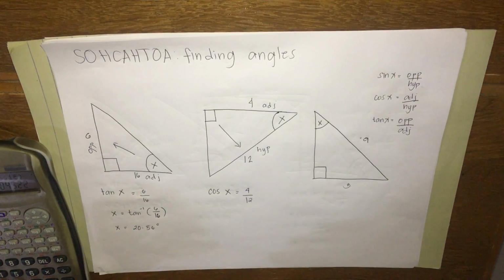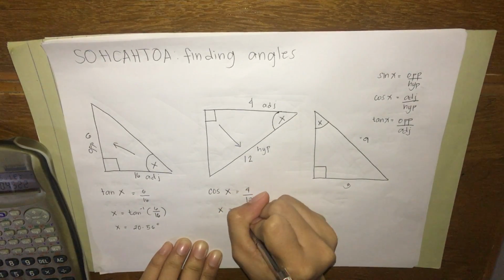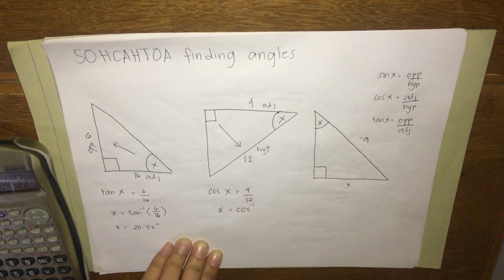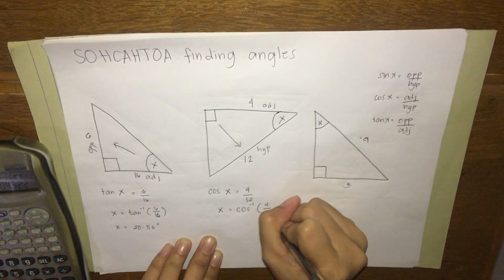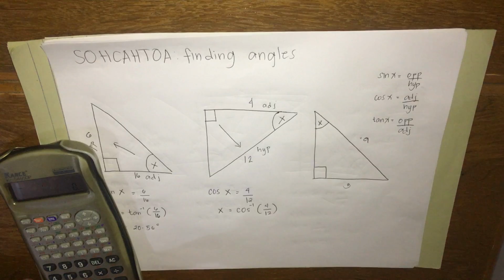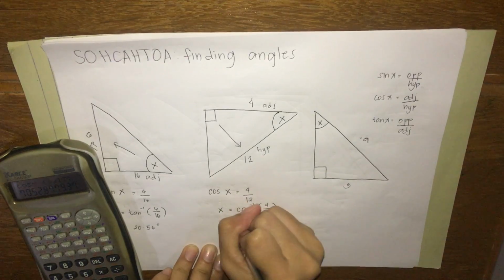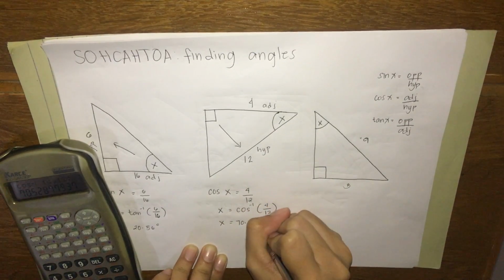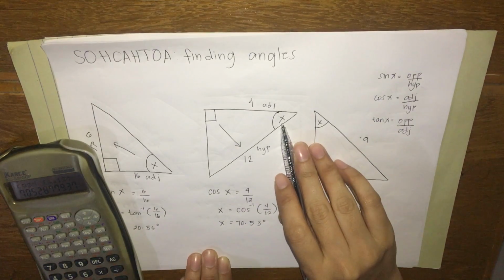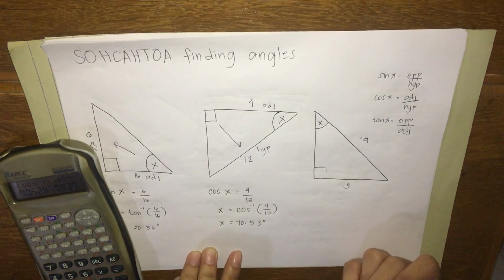So again, we will use the inverse of the function, so it will become x is equal to the inverse of cosine multiplied by 4 over 12. So we're going to input it here in our calculator. So we have shift cosine, so we have the inverse cosine multiplied by 4 over 12 is equal to 70.53 degrees. So the measure of the angle here in the second example is 70.53 degrees.